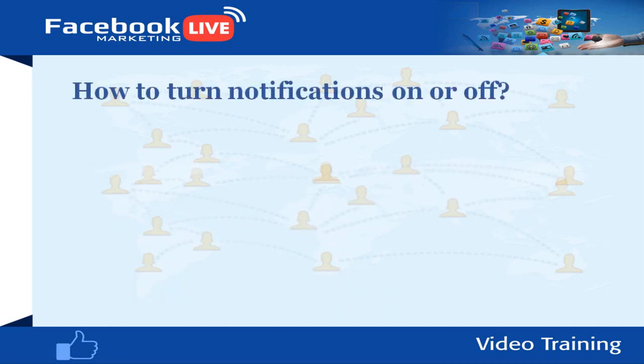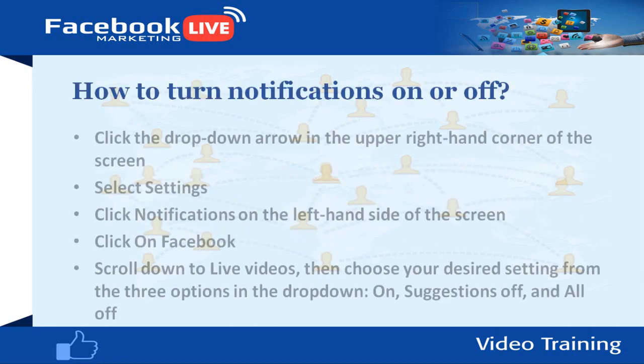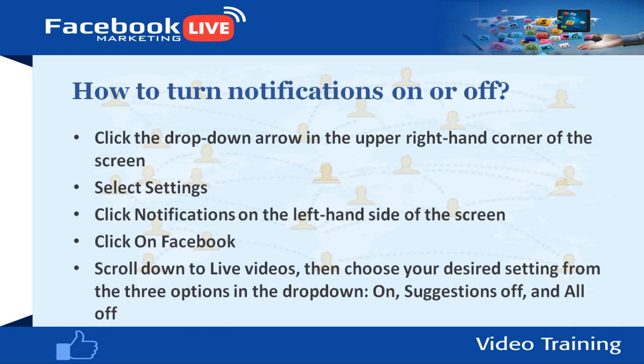How to turn notifications on or off. Click the drop-down arrow in the upper right-hand corner of the screen. Select Settings. Click Notifications on the left-hand side of the screen. Click on Facebook. Scroll down to Live Videos, then choose your desired setting from the 3 options in the drop-down: On, Suggestions Off, and All Off.